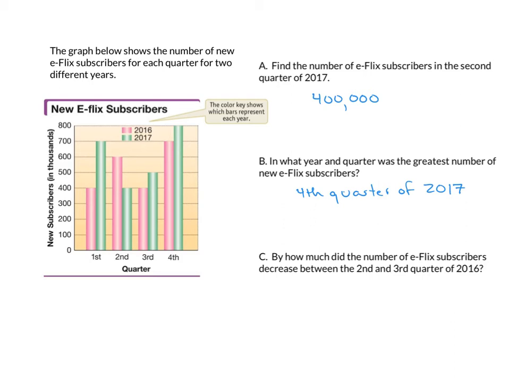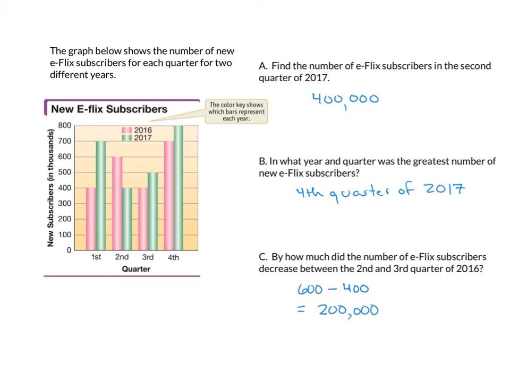C, by how much did the number of eFlix subscribers decrease between the second and third quarters of 2016? So we are looking at second and third, and we are looking at the pink bars. For 2016, it was 600 minus the third quarter, we have 400, and we get 200, and now I'm going to go ahead and add on my thousands. Okay, so that takes care of our bar graphs and different things that we can do with bar graphs.